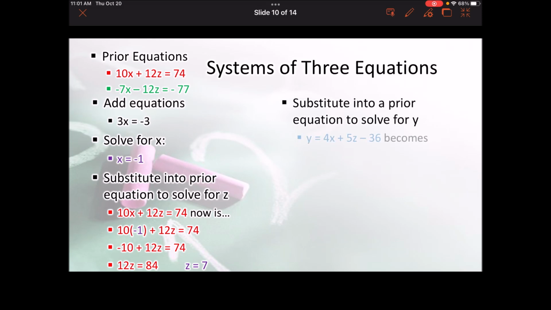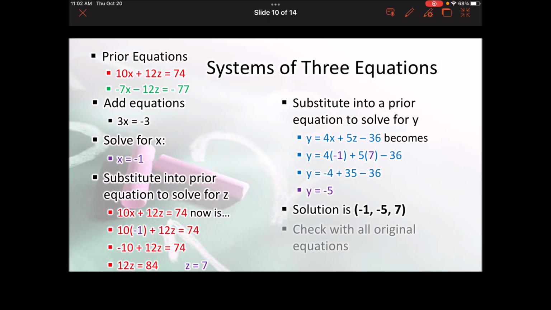Using the equation from the previous slide, where I had y is equal to 4x plus 5z minus 36, I can substitute in my value of x and my value of z. My value of x, again, was negative 1. My value of z was 7. Substituting that in, distributing, combining like terms, I get an answer of y equals negative 5. So my final answer is going to be negative 1, negative 5, and 7.